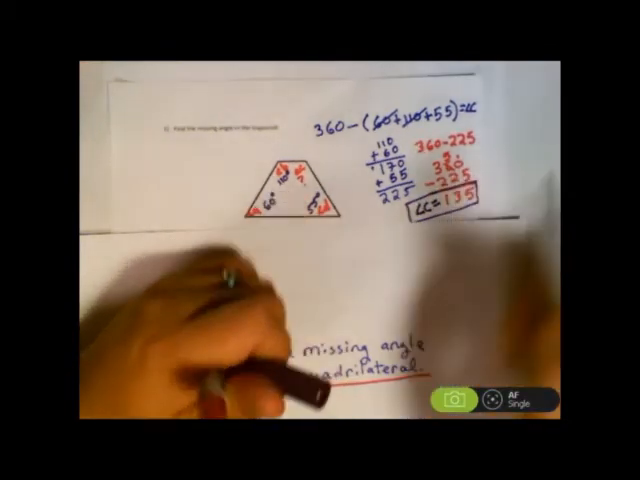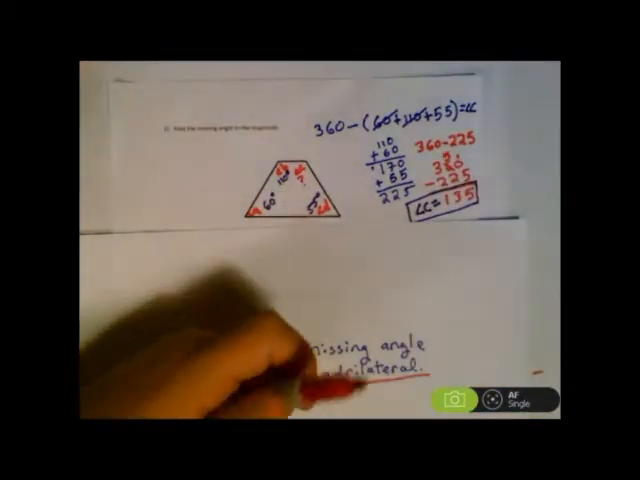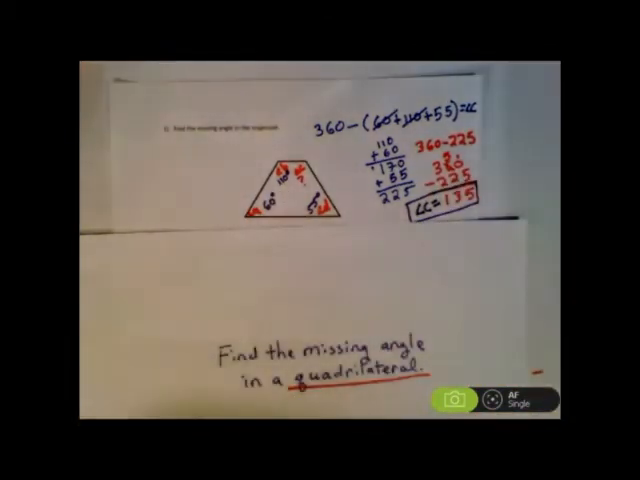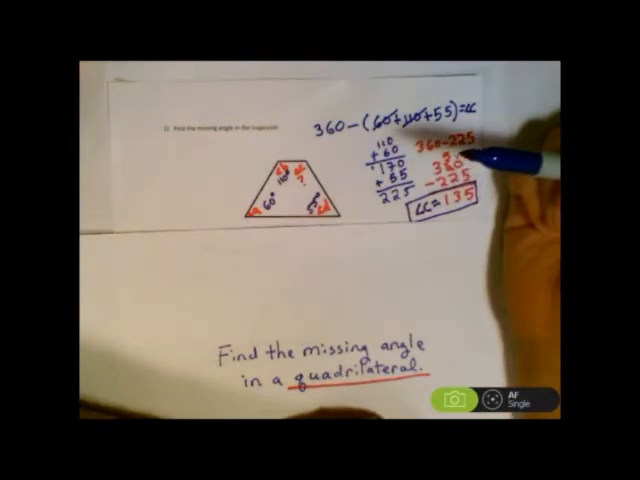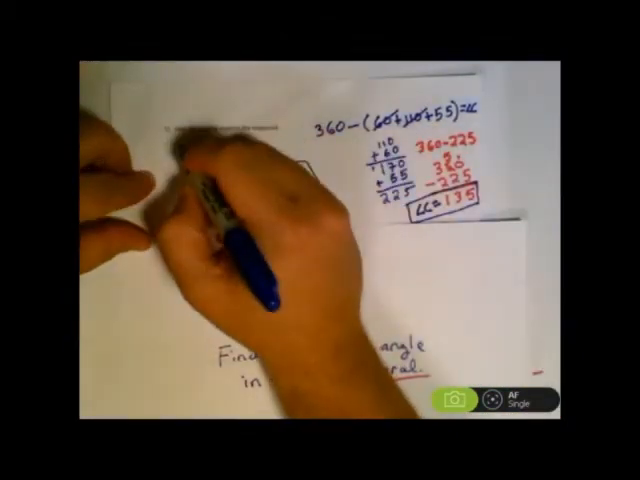Now, I said that there's two ways to do this. The second way to do this is to think of money. Everybody likes money. So 360 degrees, we're going to think of it as $360. Now when I say $360, think of the angles inside the trapezoid as more money. So I have $360.